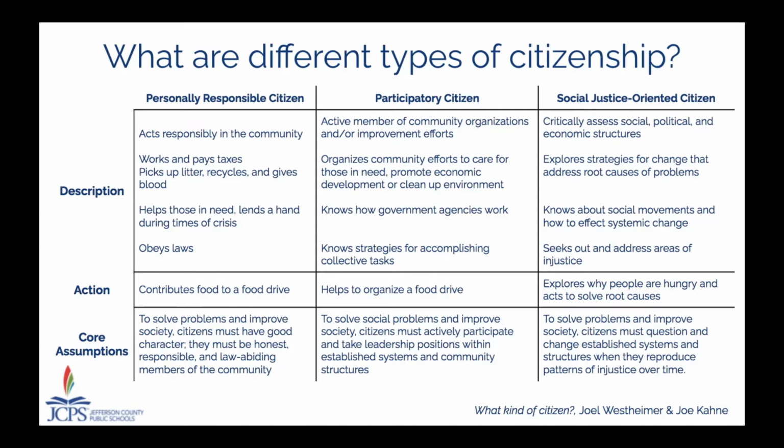It's essential to consider the types of citizens we're trying to prepare students to be. If, as we have done traditionally, we only prepare students to be personally responsible, then we are failing to prepare them to participate or to seek out the root causes of many of the ills which our students face. It might be good here to pause just to be able to read through many of these different types of descriptions, actions, and core assumptions that make up the different types of citizens that we might prepare our students to become. Once again, the goal is to become all of these in some form or fashion, depending upon the student's level of commitment to a democratic society.